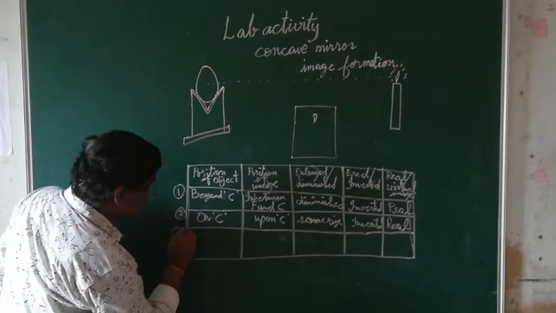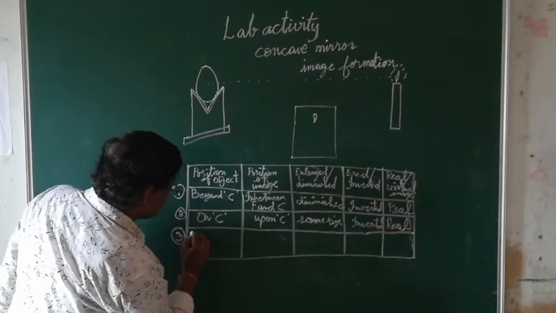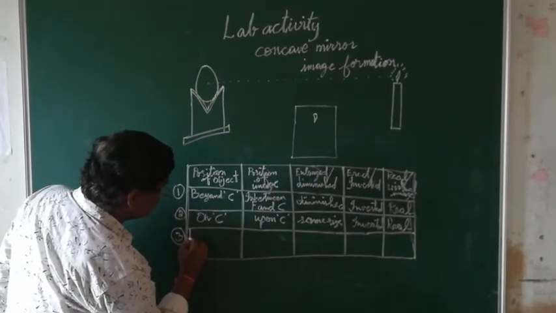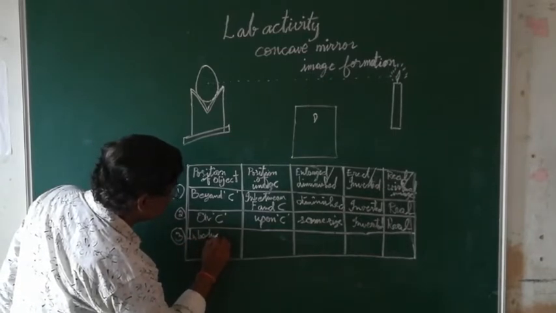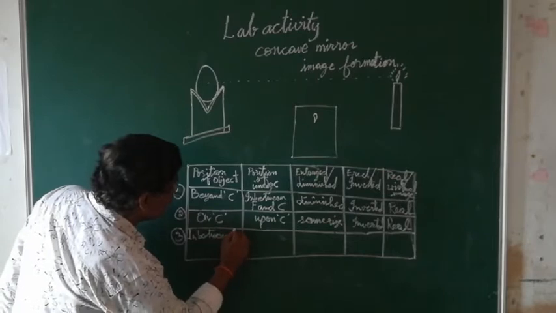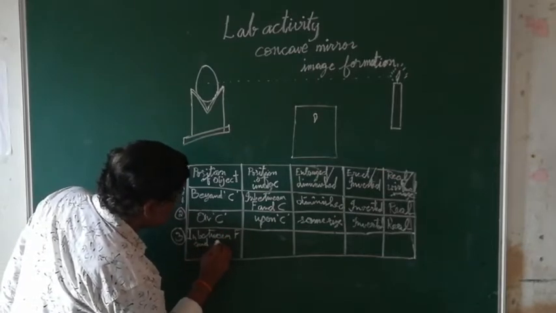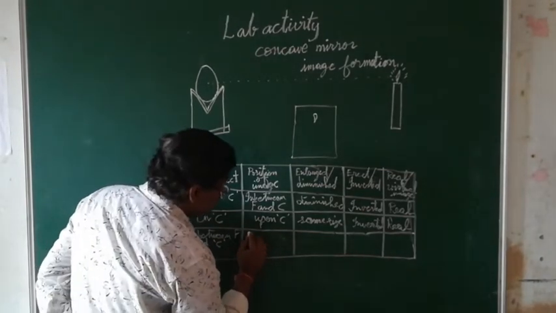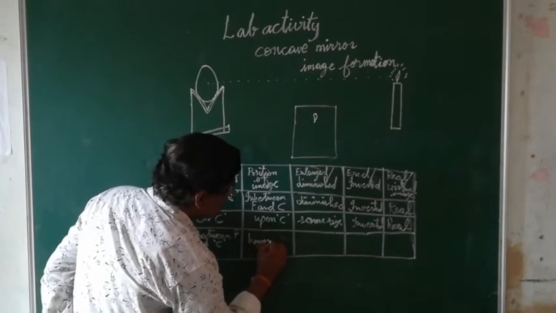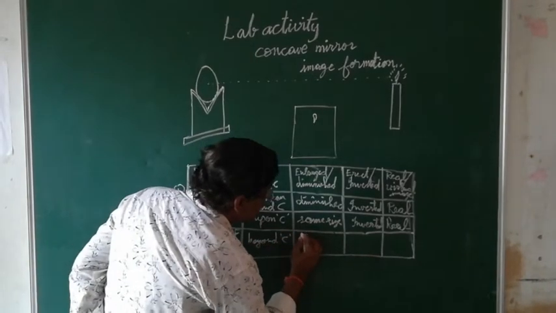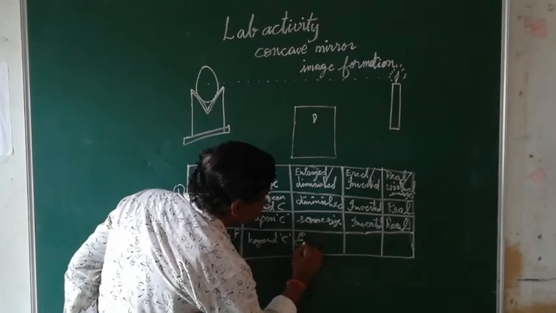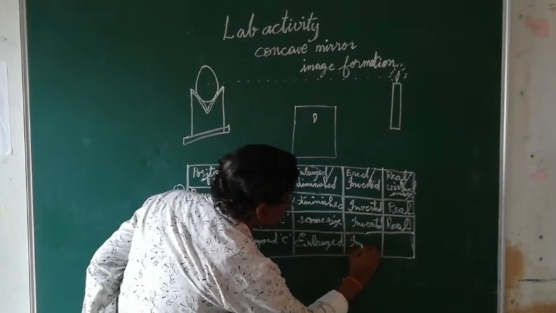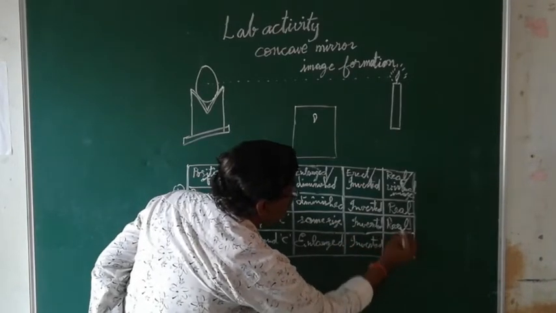On the third position, it will be in between F and C. That time we can get an enlarged image beyond C. It will be enlarged, inverted and real.